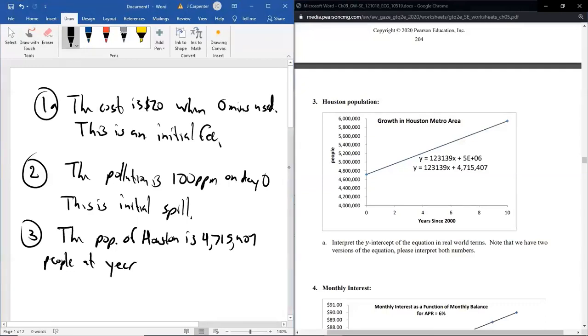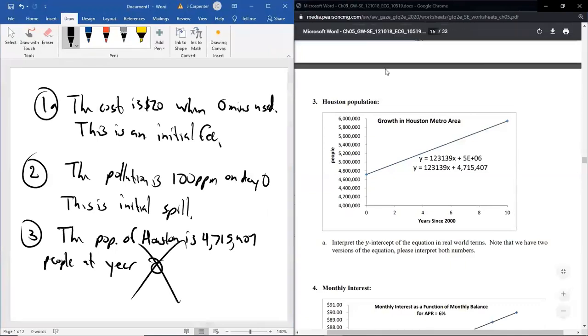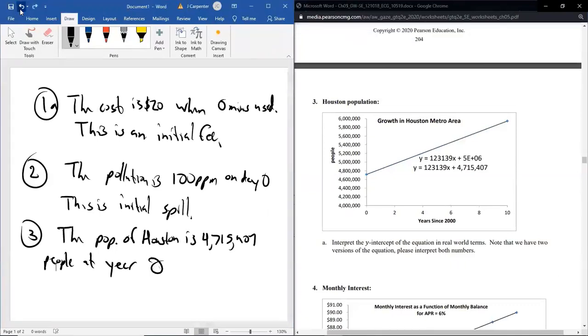Because we always say it's at the 0 amount, so you might go at year 0, and that would be wrong. Because this model is not using years as the independent variable, as the x. You might go, yes, it is. It says years right there. But it's not just using years, it's using something more specific, years since 2000. So if we said that the Houston population was 4.7 blah, blah, blah million at year 0, that's not going to make any sense for several reasons.